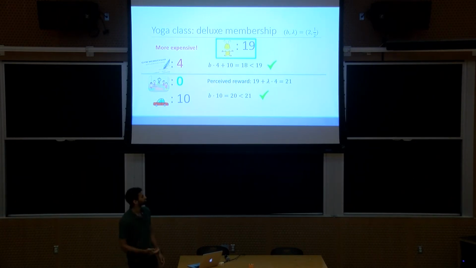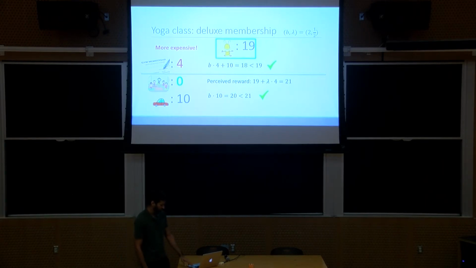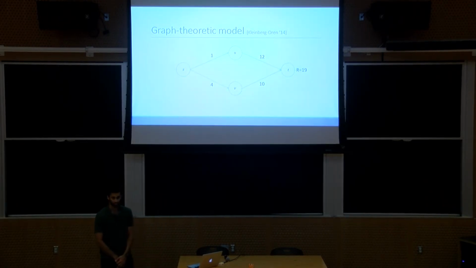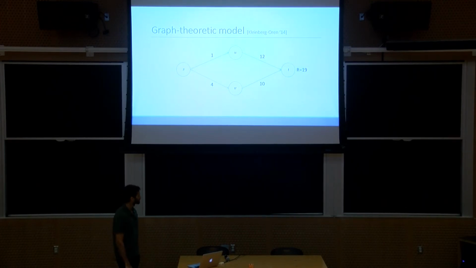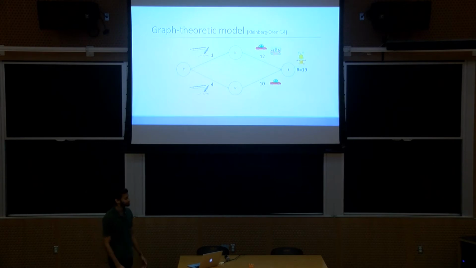And sure, this is an interesting story, but I want to be able to talk about these things more generally. And in order to do that, I'm going to turn to a graph theoretic model developed by John and Sigal a few years ago. And it's quite straightforward. You have a directed acyclic graph where each edge represents an action and has an associated cost. And your goal is you start at some node S, you want to reach a target T where there is some reward waiting for you. And this actually maps exactly to this story that I just gave you, where the top branch corresponds to your basic membership and the bottom branch is your deluxe membership.